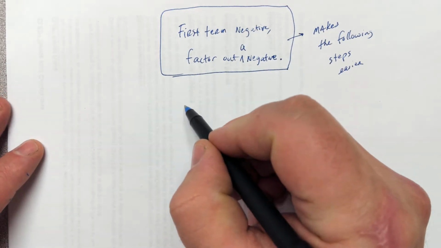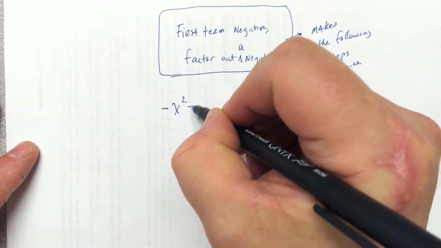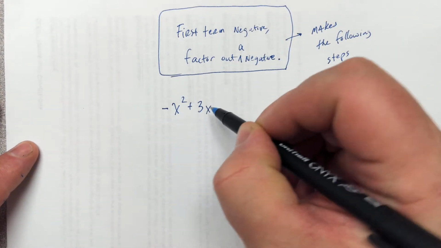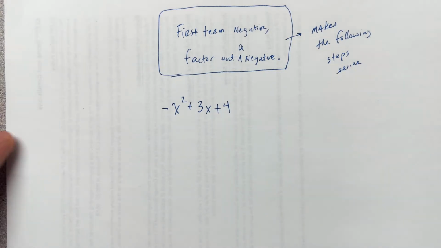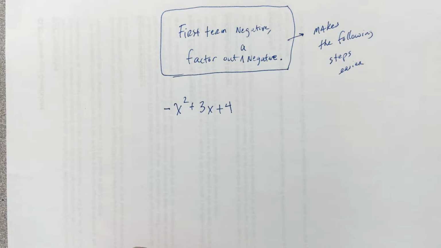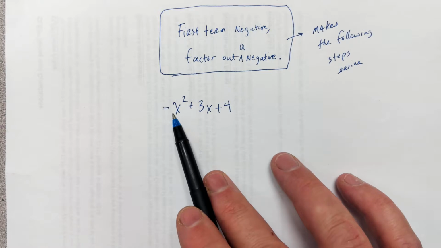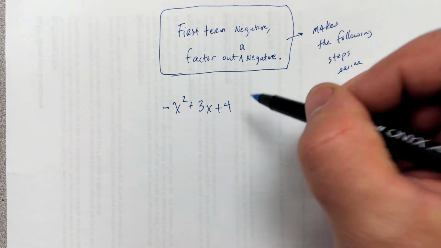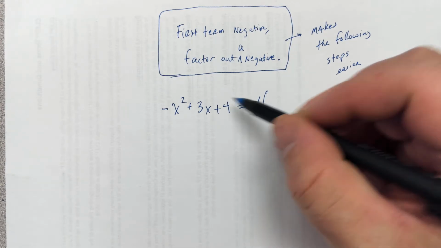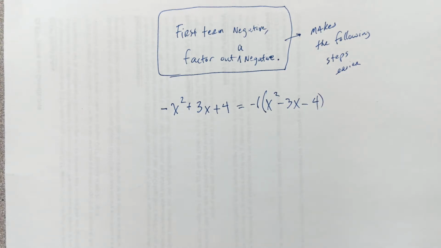Okay, let me give you an easy example. Let's say we had something like negative x squared plus 3x plus 4, and we wanted to factor that. You see how the first thing's negative? But they don't all have an x in common, and they don't all have a number in common. They don't have anything in common. So all we're going to do is take out a negative 1. And so then that's going to be x squared, minus 3x, minus 4. All the signs changed.